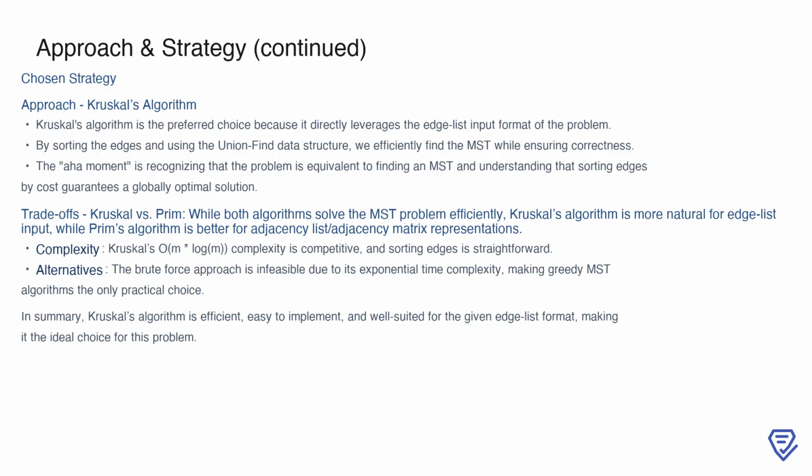When comparing Kruskal's algorithm to Prim's, we see that while both are efficient, Kruskal's simplicity and compatibility with the edge list format make it the better choice. Prim's algorithm, on the other hand, would be more advantageous if the graph were represented as an adjacency list or matrix. In terms of complexity, Kruskal's O(m log m) is competitive, and sorting edges is straightforward. Given these considerations, greedy MST algorithms like Kruskal's are the only practical choice for this problem, making it the ideal strategy for connecting cities with minimal cost.